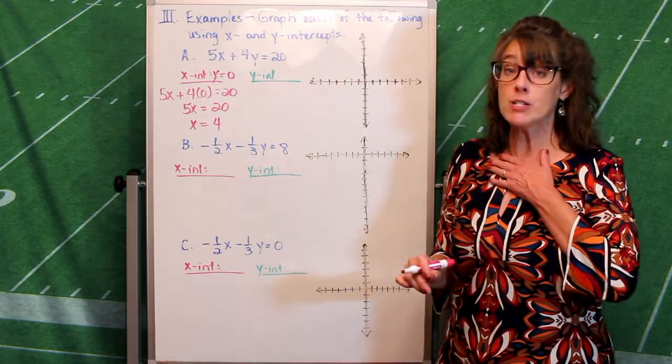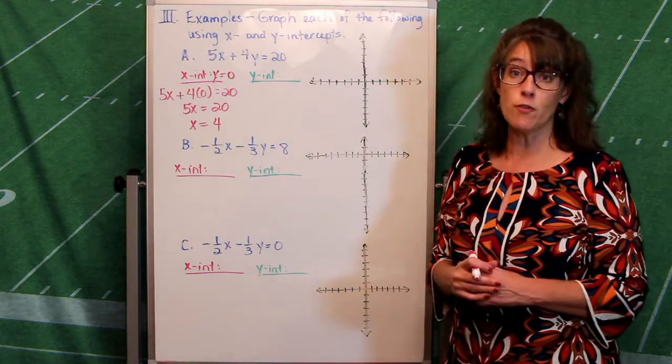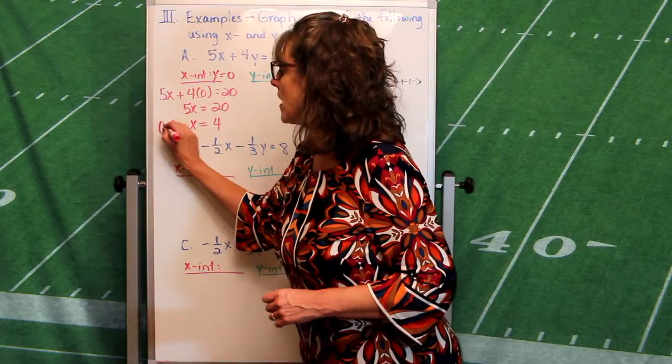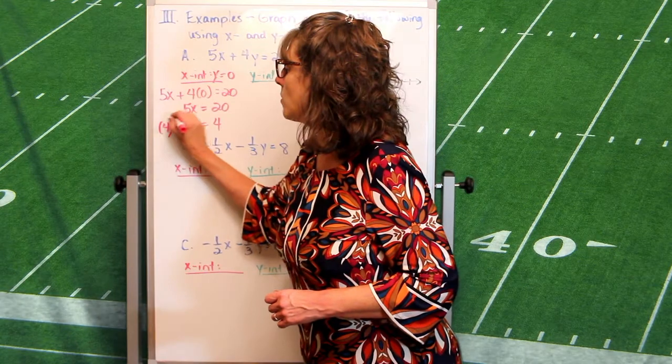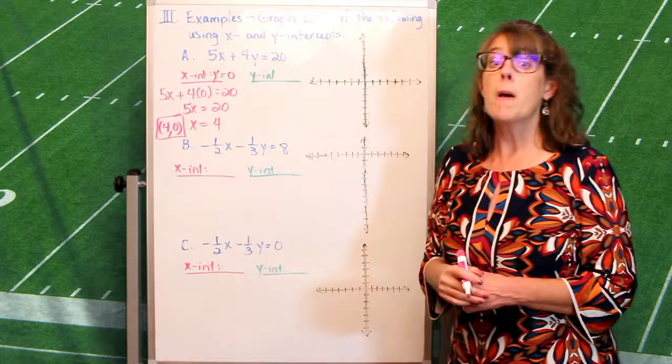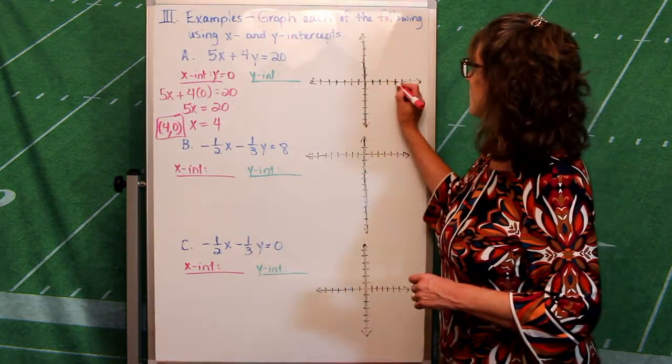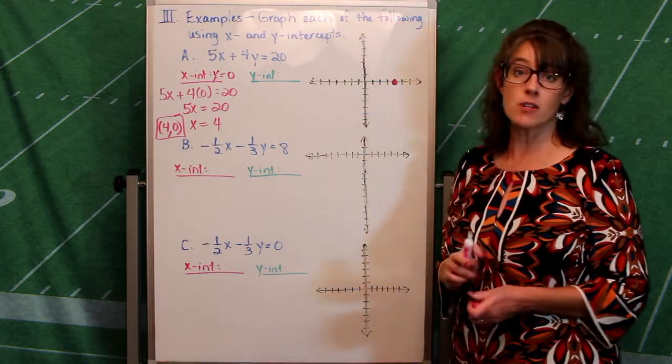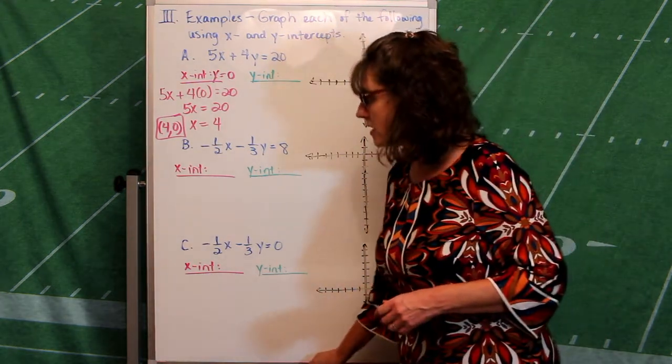Now remember, my students, it's critically important that you put that in coordinate form. The coordinates for this are: the x is 4, the y is 0, because I made the y 0. That gives me the first point on the graph, and it's going to sit right here. There's my x-intercept, and you can see, yep, it does cross the x-axis.